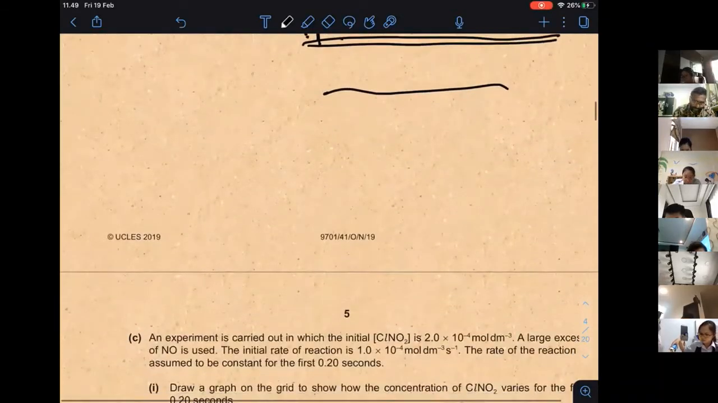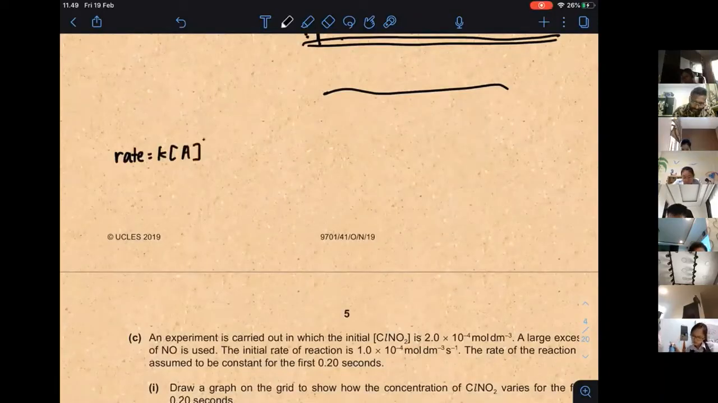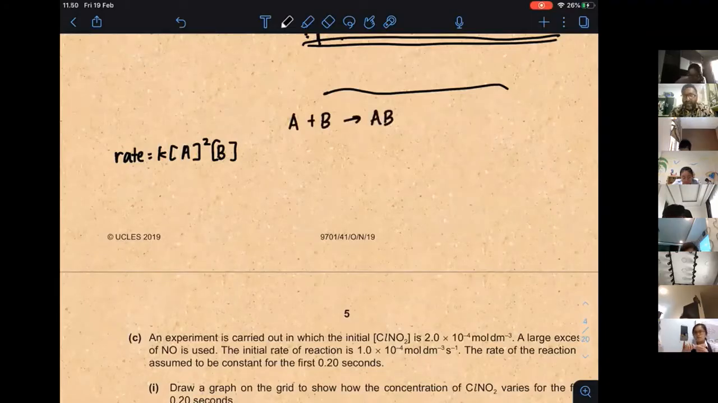Let's say my rate equals k[A]^2[B]^1. And I want to predict, they said this reaction can only undergo using a single step, for example. So let's say the reaction is A plus B to give you AB. This is the equation. So I need to predict what are going to be the steps.